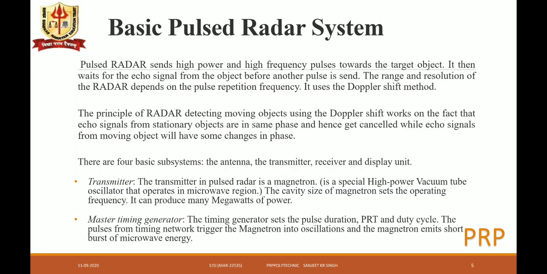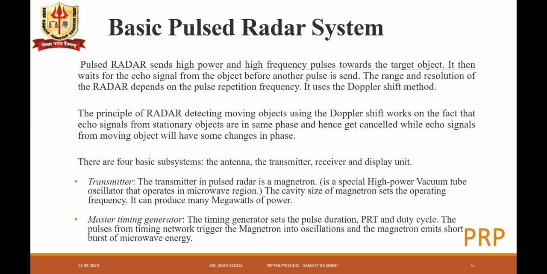So basically a pulse radar sends high power and high frequency pulses towards the desired object target. It then waits for the echo signal from the object, the distant object, before another pulse will be transmitted or sent. The range and resolution, the distance and the finer details of the radar depends on the pulse repetition frequency. It uses the Doppler shift method in determining the moving target particularly.